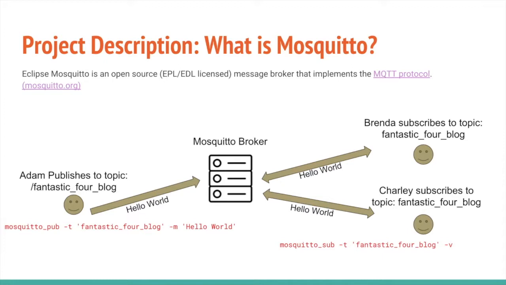In MQTT terms, subscribers subscribe to topics, so below, Brenda and Charlie both subscribe to the Fantastic Four blog topic, and their computer continuously pings the broker to see if any new material has been published to that topic. Adam publishes an update to the Fantastic Four blog topic. This message gets sent to the broker, and the broker then distributes that blog message out to everyone that subscribed to the Fantastic Four blog topic.